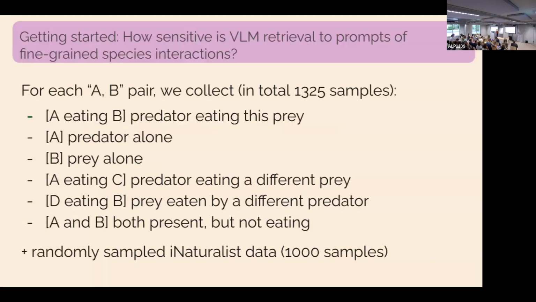But we also just tried to get started on probing the sensitivity of these VLMs relative to these prompts for fine-grained species interactions. So we have a very, very preliminary set of data just to start doing experiments where, for every A-B pair, we collected an image of the predator eating the prey, an image of just the predator, an image of just the prey, an image of the predator eating a different prey, an image of the prey being eaten by a different predator, and both being present in the image, but no actual predation. And then we randomly sampled iNaturalist data for each of these and verified them.